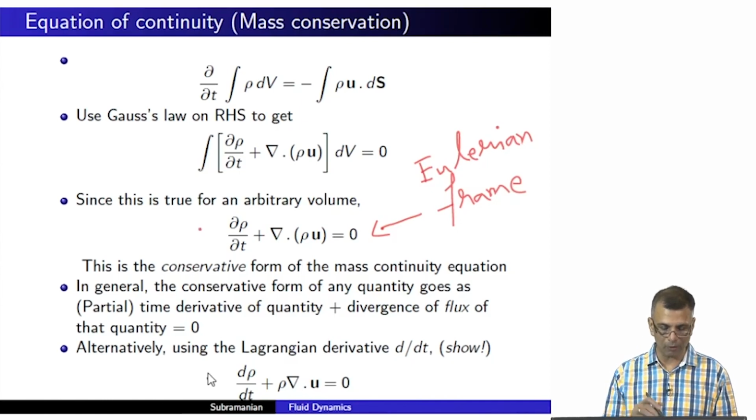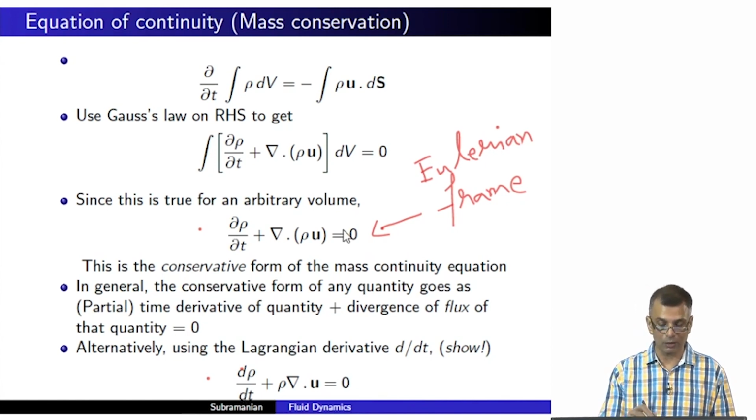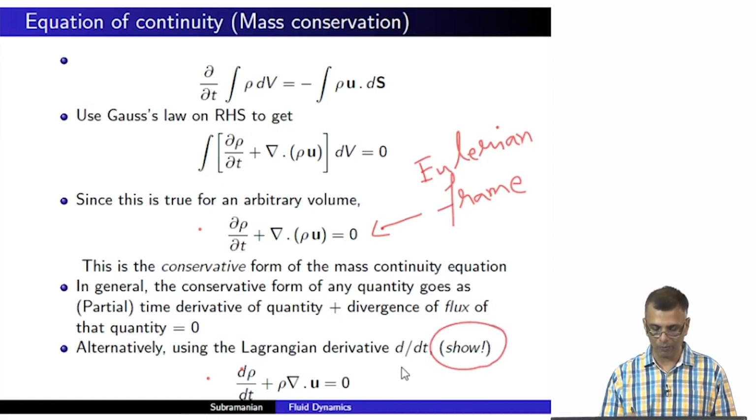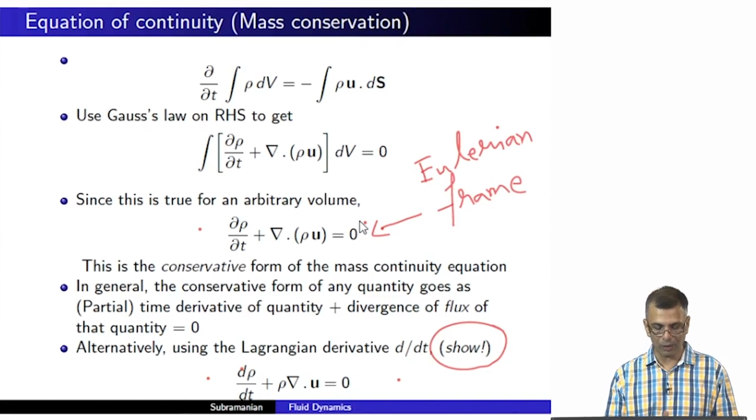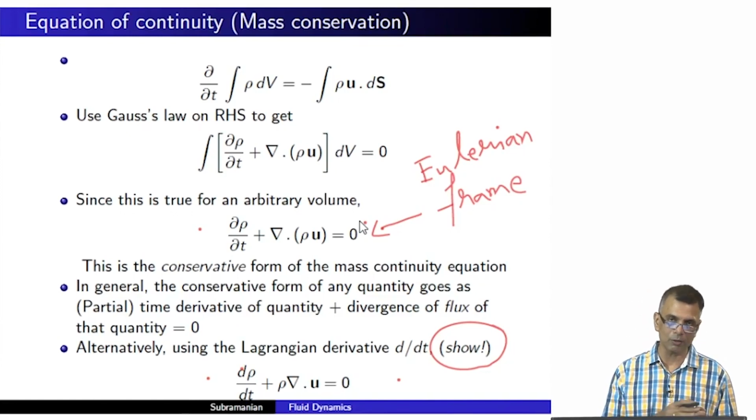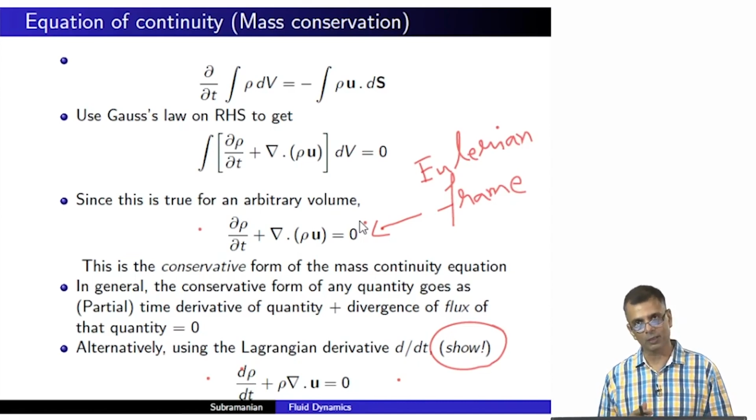This and this are both the mass continuity equation, except here the derivative is a Lagrangian kind of derivative. Okay, so this and this are exactly the same, and I would urge you to explicitly show how this follows from that or vice versa. Okay, this is a useful exercise. Sometimes it's more convenient to adopt the Lagrangian point of view. Sometimes it's more convenient to adopt the Eulerian point of view. It's important to be familiar with both kinds, right?